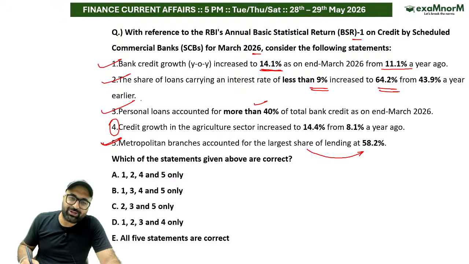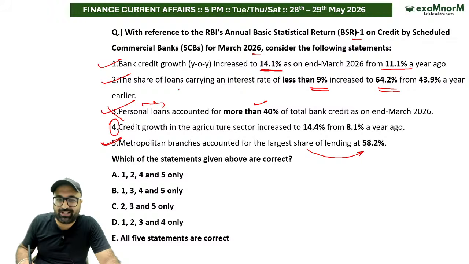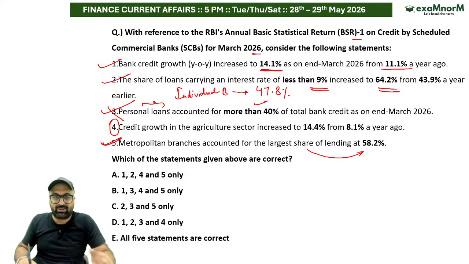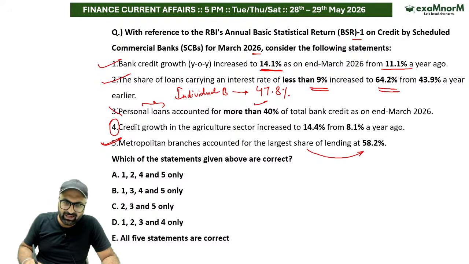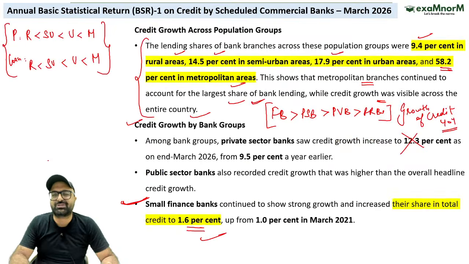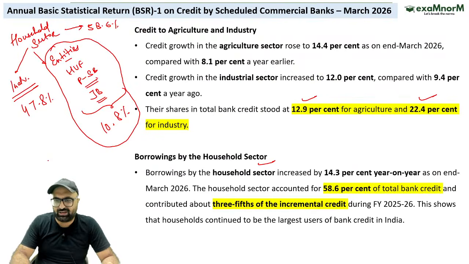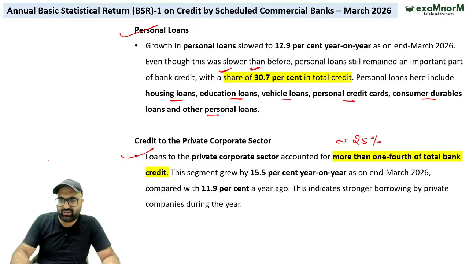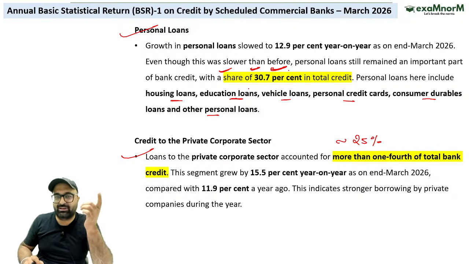अच्छा जी, आप भी कंफ्यूज हो गए। अब मैं आपको बताऊं, ये जो थर्ड स्टेटमेंट है ये रॉन्ग है। यहाँ पे क्या लिखा है, दिस इज रिटन एज पर्सनल लोन। मैंने क्या बोला, इंडिविजुअल बोरोवर। तो आप कंफ्यूज क्यों हो गए? इंडिविजुअल बोरोवर का शेयर इज 47.8% ऑफ द टोटल बैंक क्रेडिट, लेकिन जो पर्सनल लोन है, उसका शेयर 40% कहां है भाई? देखो जरा, अगर मैं पर्सनल लोन के शेयर की बात करूं तो पर्सनल लोन का शेयर कितना है सर? दैट इज ओनली 30.7%। तो फर्क है ना, समझ आया?